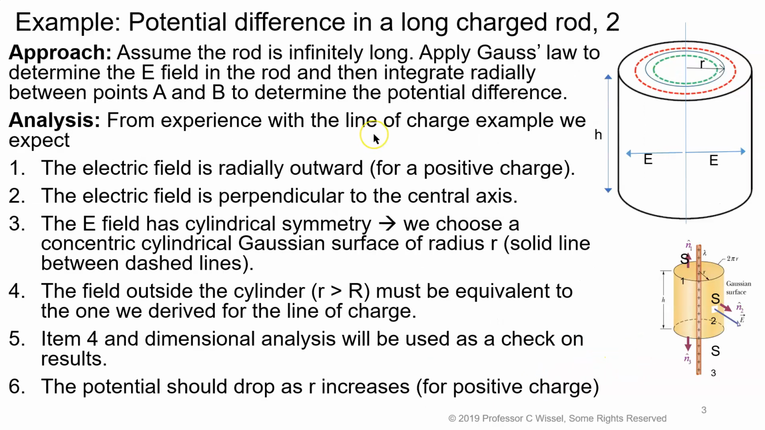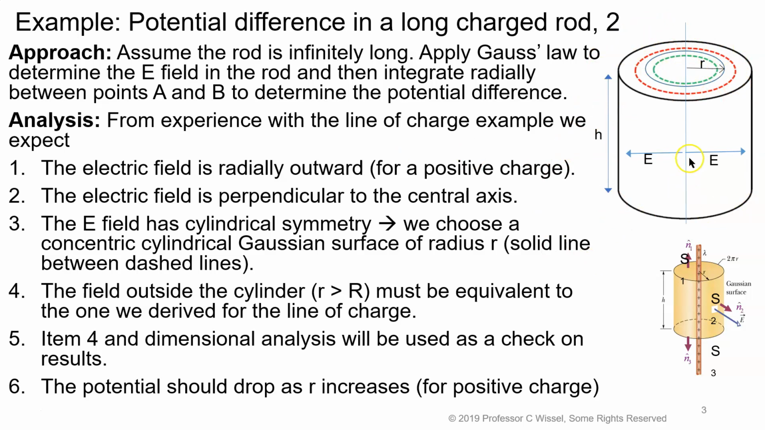Here is our approach to this. We're going to assume the rod is infinitely long, and we're going to apply Gauss's law to determine the electric field in the rod, and then integrate radially between points A and B to determine the potential difference between those points. Here's our diagram. I added a few more things to it, a little bit more detail.